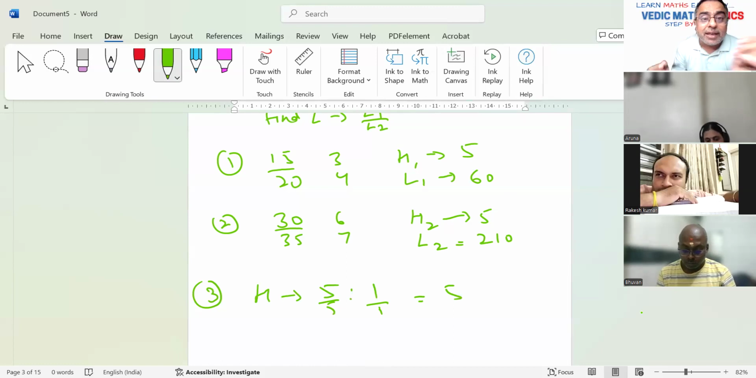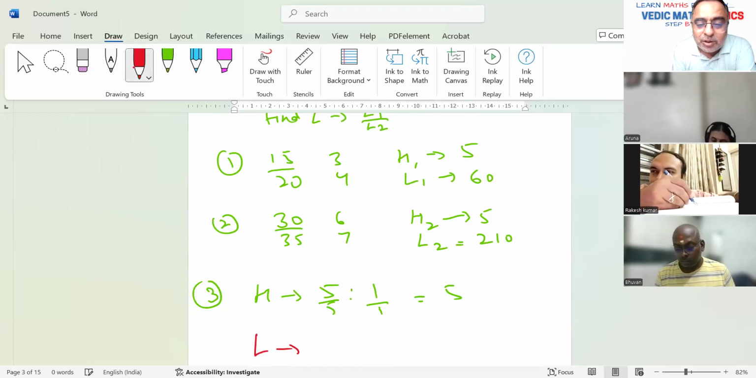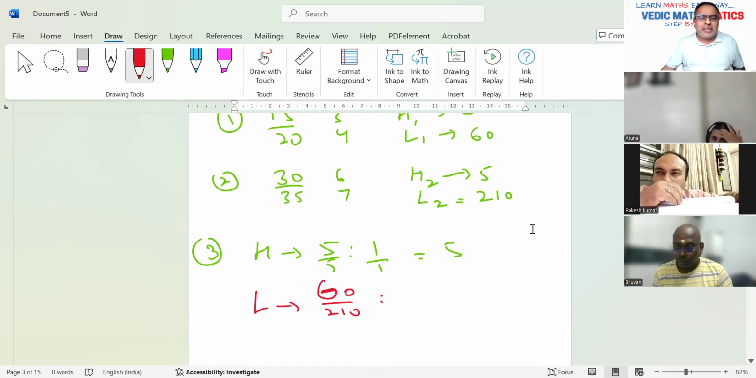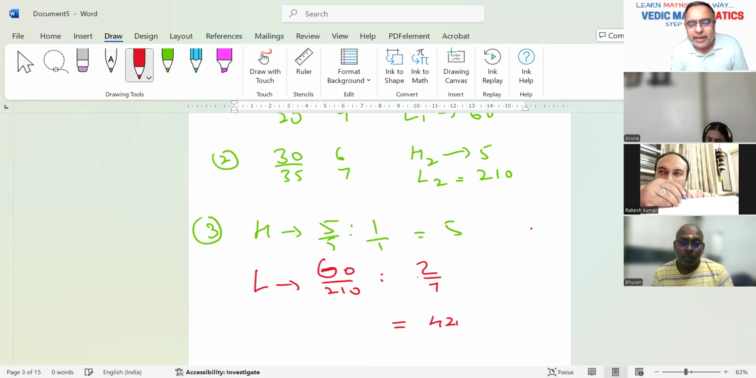Don't make this mistake of saying 5 by 5 is 1. You have to remember the concept of HCF is N1 by N2 or D1 by D2, not that you give the answer there. And L is 60 by 210. So very clear. This means first reduce it as much as you can. 3 goes with 2 and 3 goes with 7. Correct. So directly 420.